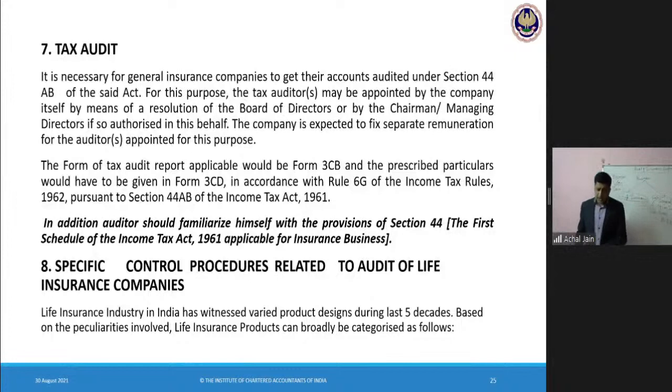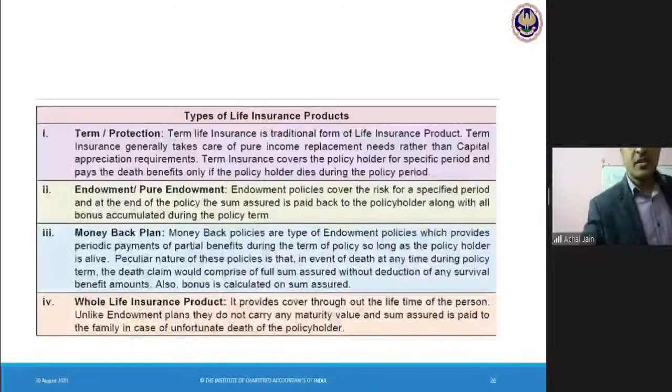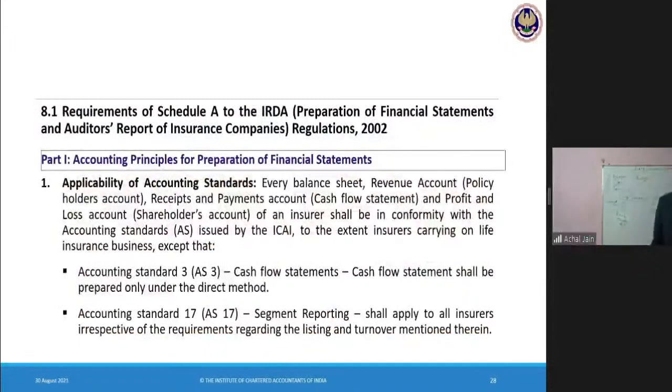So any questions, any doubts? Any doubts in relation to whatever we have covered, you can just keep sending your queries. Now what I'll do is I'll move on to Schedule A. That means now we'll be very specific in our discussion on the life insurance business. So Schedule A to the regulations which deal with the life insurance business is something with which we'll start.